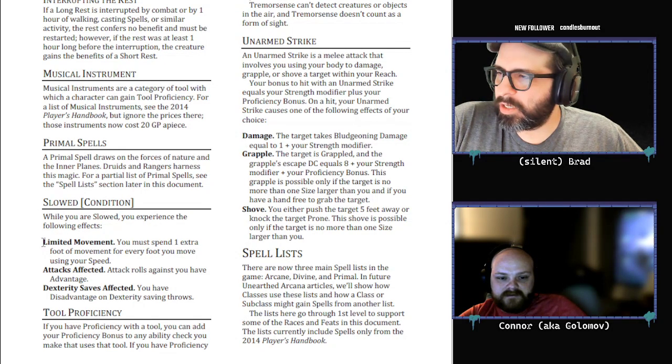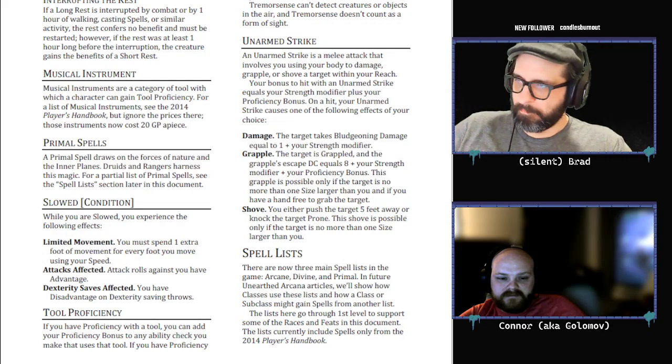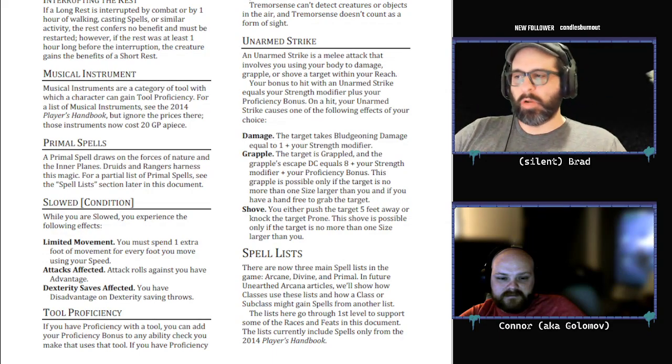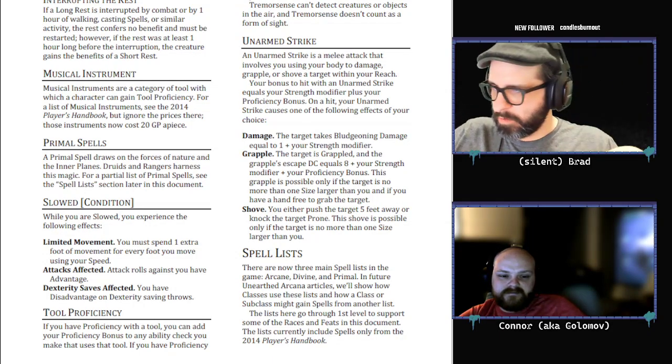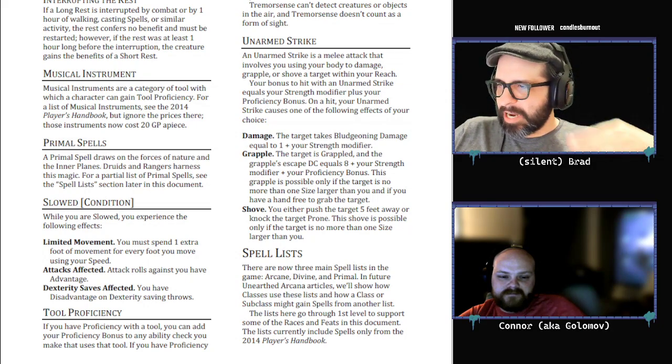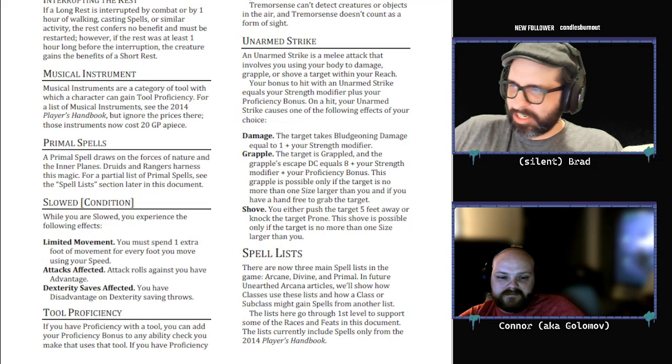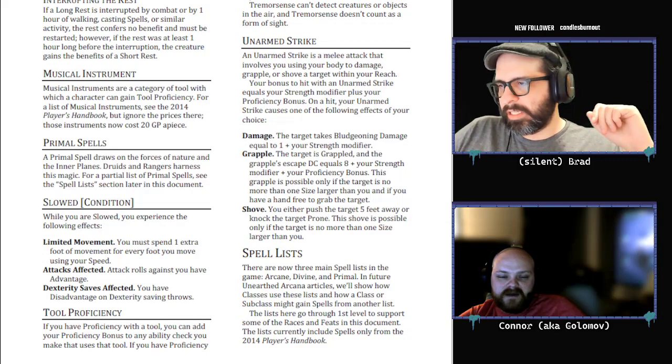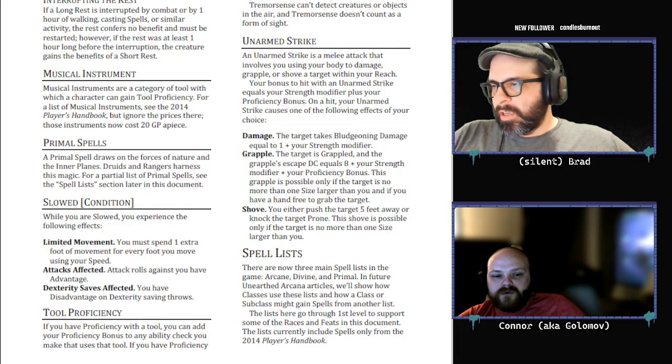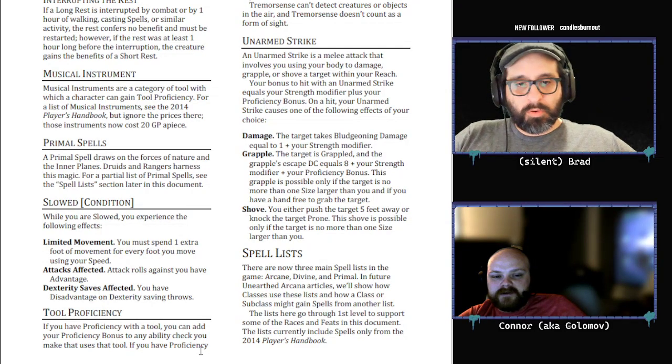So, the slowed condition is new. Limited movement, so it basically makes it all difficult terrain because it's 1 extra foot of movement for every foot you move. Attack rolls against you have advantage, and you have disadvantage on Dex saves. So that's pretty cool, having the extra condition.